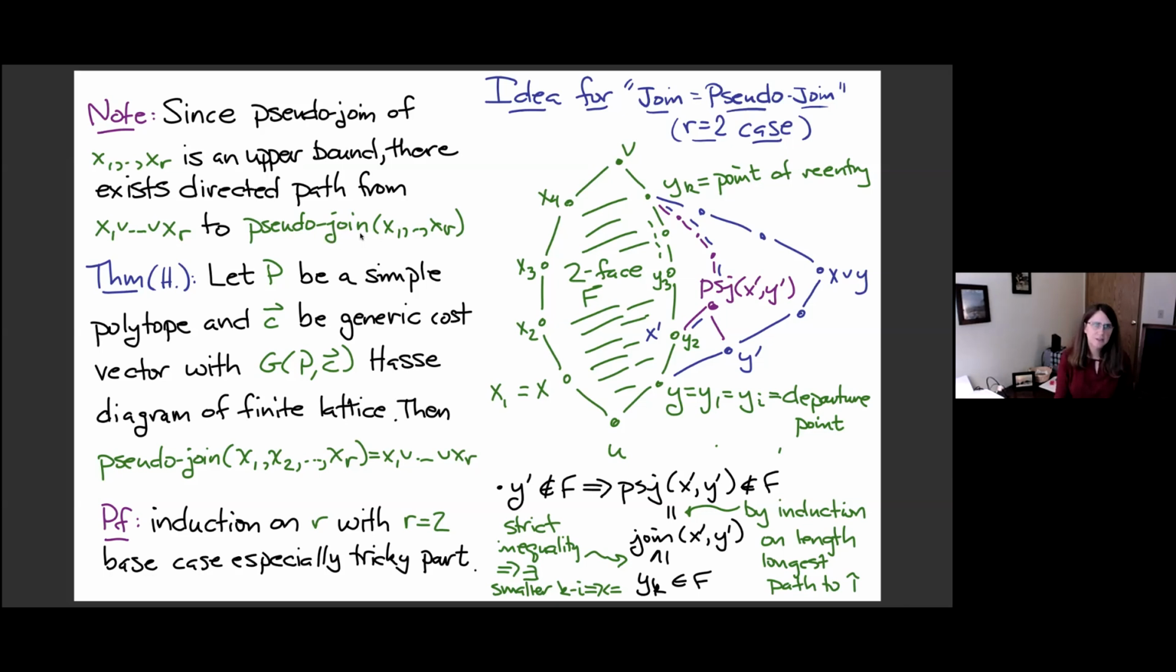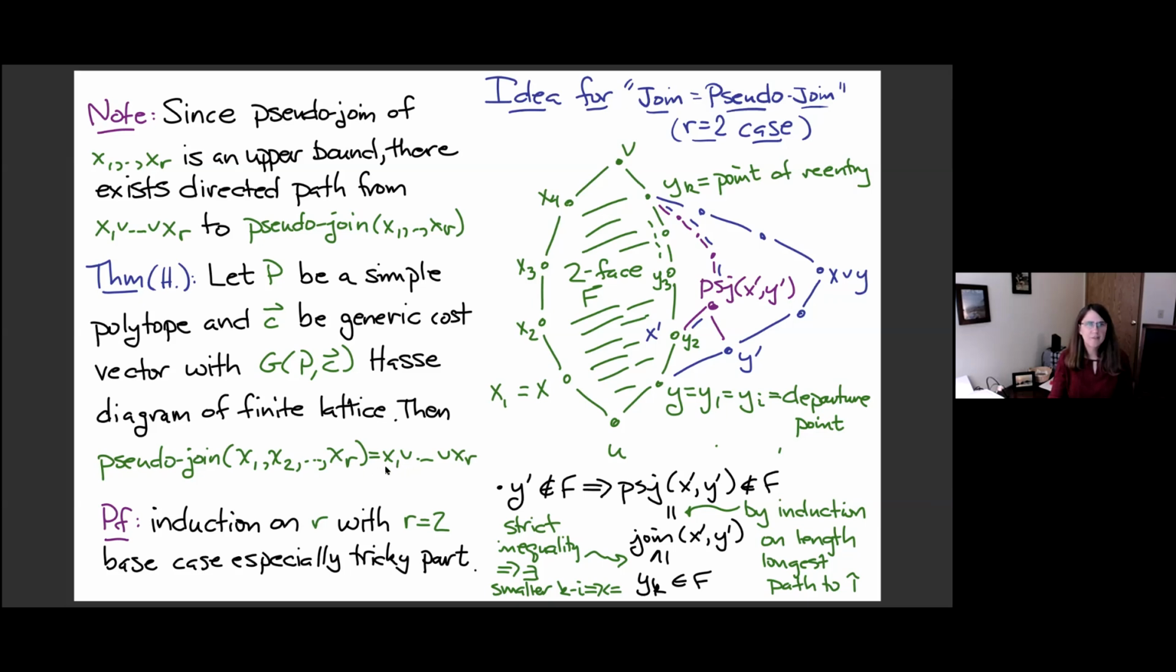Okay, so here's another theorem. If P is a simple polytope and C is a generic cost vector, where our directed graph is the Hasse diagram of a finite lattice, and this one is I think one of the main theorems, then the pseudo join of these atoms actually equals the join of these atoms.